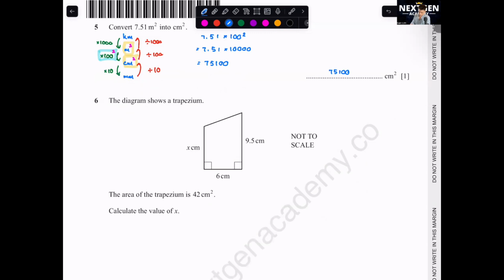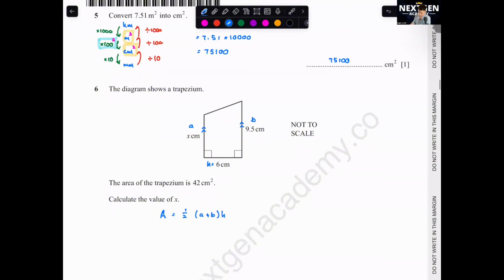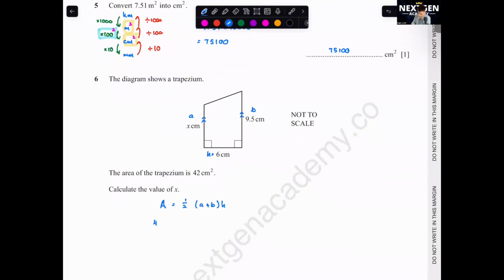Okay, number 6. The area of the trapezium is 42 cm square. Calculate the value of x. Formula of trapezium, we have to memorize this one: 1/2 times (a plus b) times height, where the two parallel sides are a and b. We substitute into the formula here. So 42 equals 1/2 times (x plus 9.5) times 6.